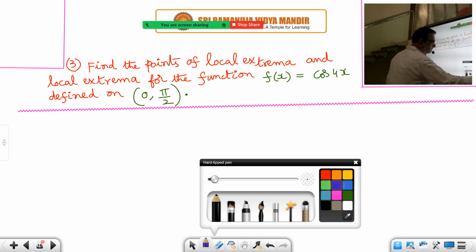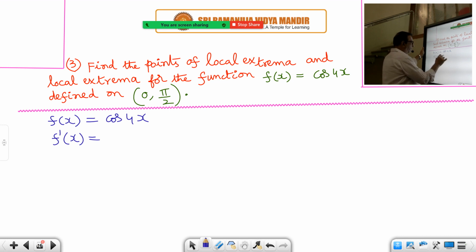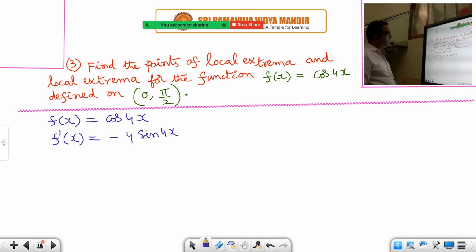So let us start the solution. f of x is equal to cos 4x. Shilpita, are you there in the class? Yes, sir. Please tell me the derivative of cos 4x, f dash x. Sir, minus 4 sin 4x. Correct. For cos 4x, the derivative is minus sin 4x, and for 4x, the derivative is 4. So we have to equate it to 0.